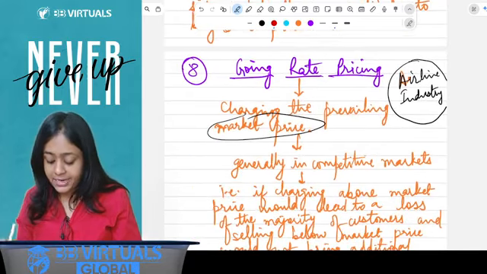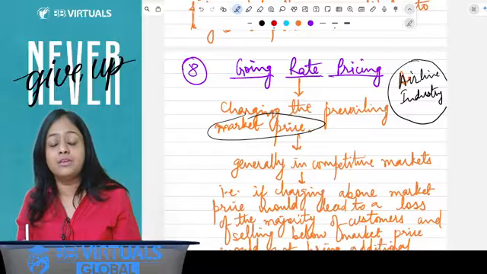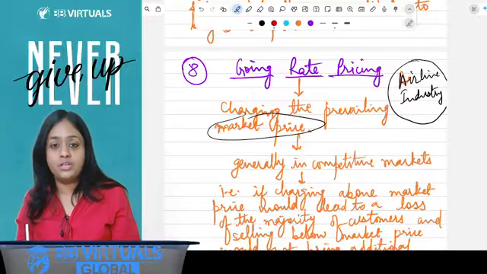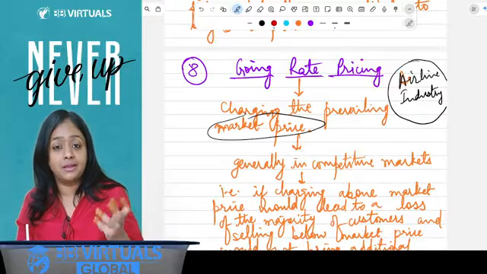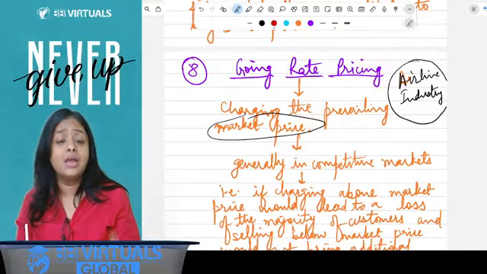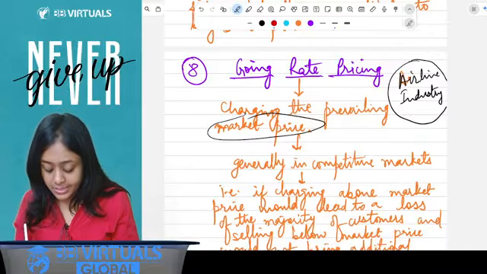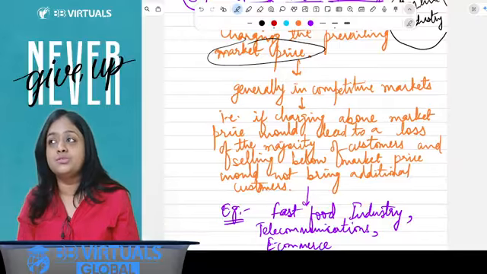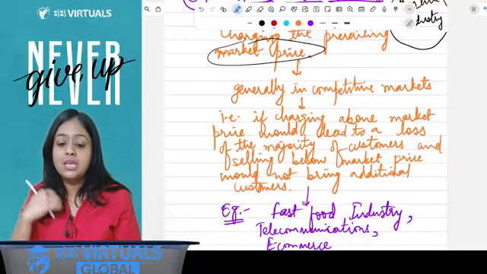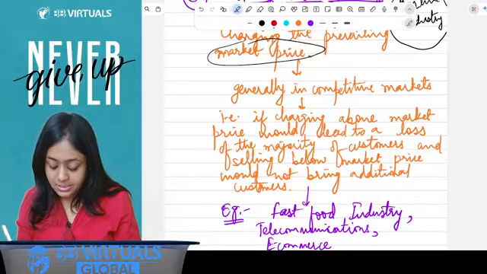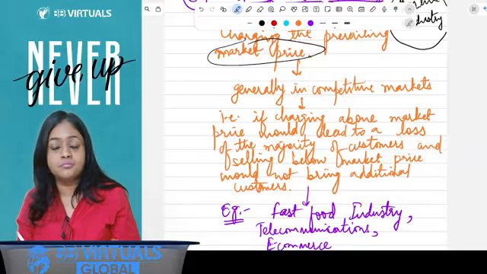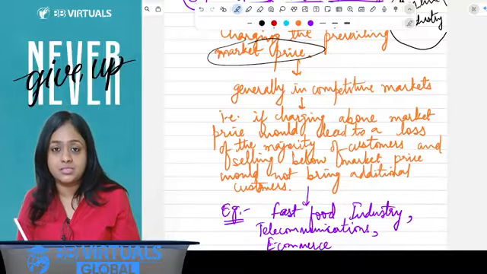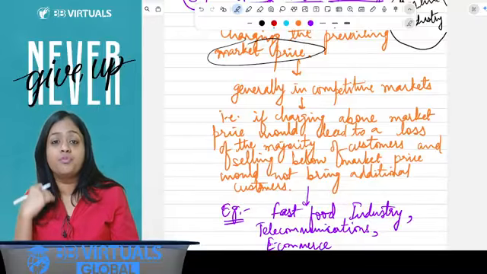Now, going rate pricing is like the airline industry, where they charge the price which is prevailing in the market. Like when you buy gold jewelry, you pay the prevalent gold rates. So in competitive markets, you cannot charge above this. Even if you charge above this, it will not attract more customers, and in fact the customers will be lost.